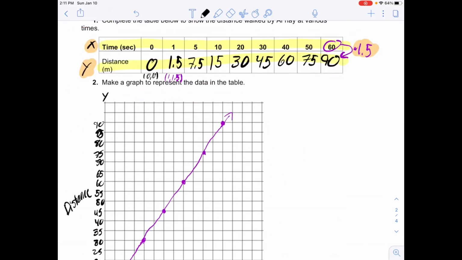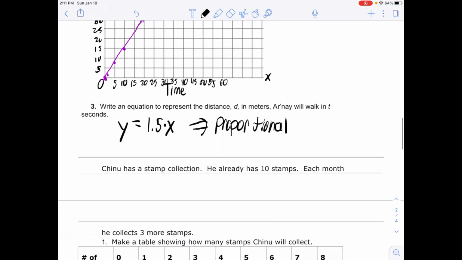Are we multiplying by the same thing each and every time? And the answer was yes. It was always times 1.5. That means that this is proportional, and we can tell it in all three ways. Okay.